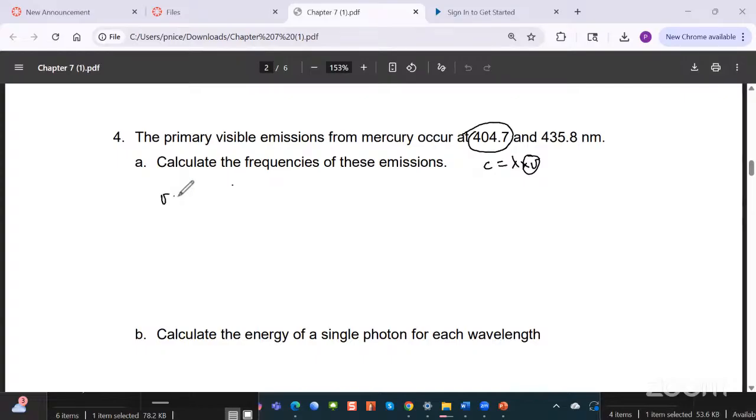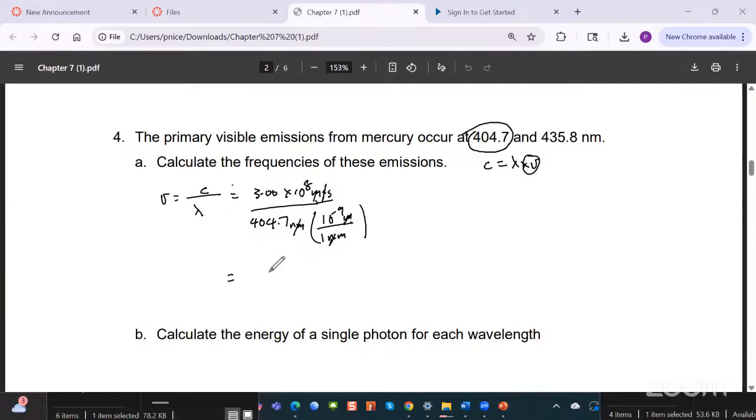So therefore nu will be equal to C over lambda. And C is equal to 3.00 times 10 to the 8 meters per second divided by the wavelength, which is 404.7 nanometers, and then I multiply that by 1 nanometer over 10 to the minus 9 meters, because we need to convert from nanometers to meters, right? And then we work this out. So this will go with that, this will go with that. So let's see what this gives.